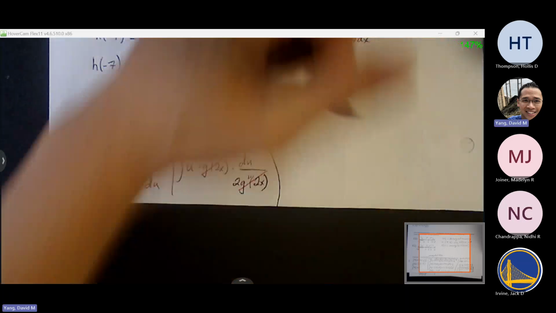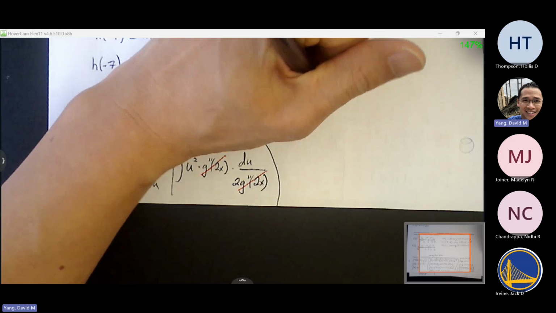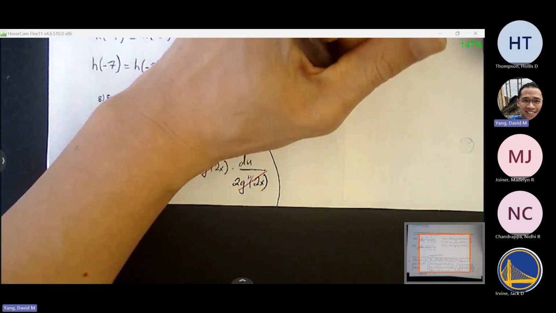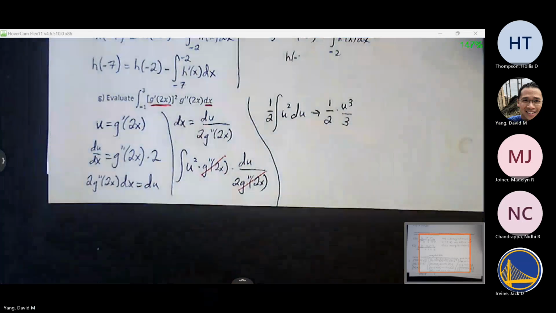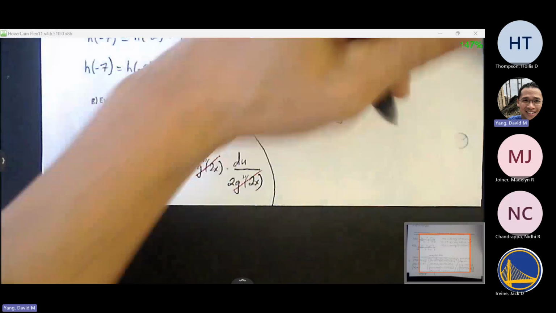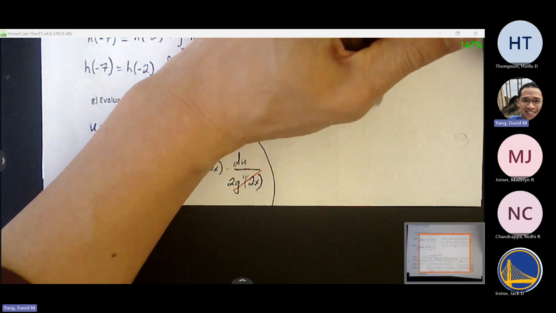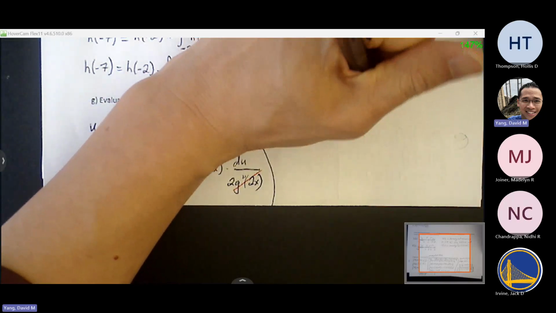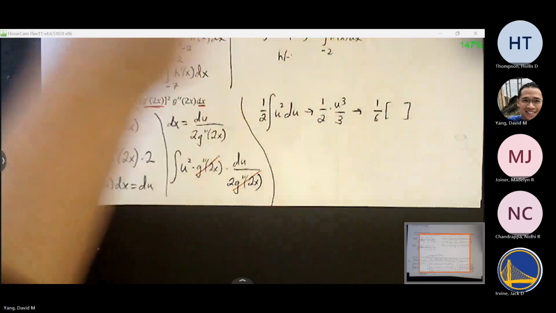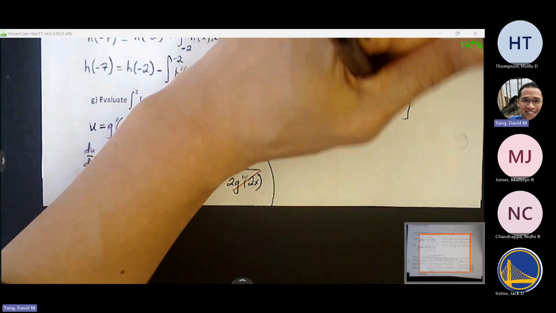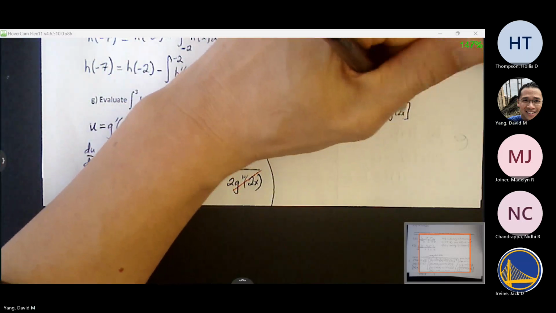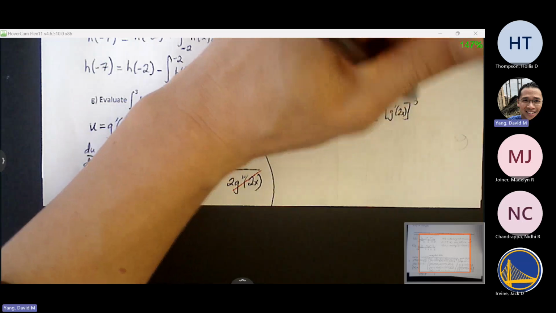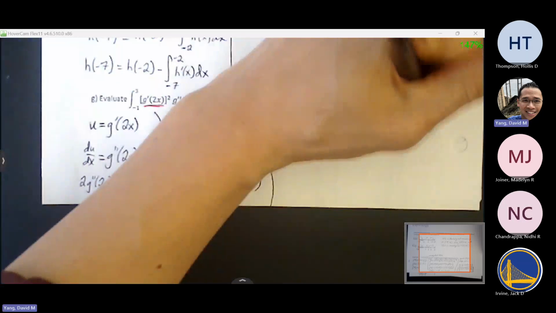All right, integral of u squared is u cubed over 3. Keep the 1/2. I do want to evaluate the bounds, but I do want to bring back my original variable, which is g prime of 2x cubed. And now I can involve my bounds from -1 to 3.